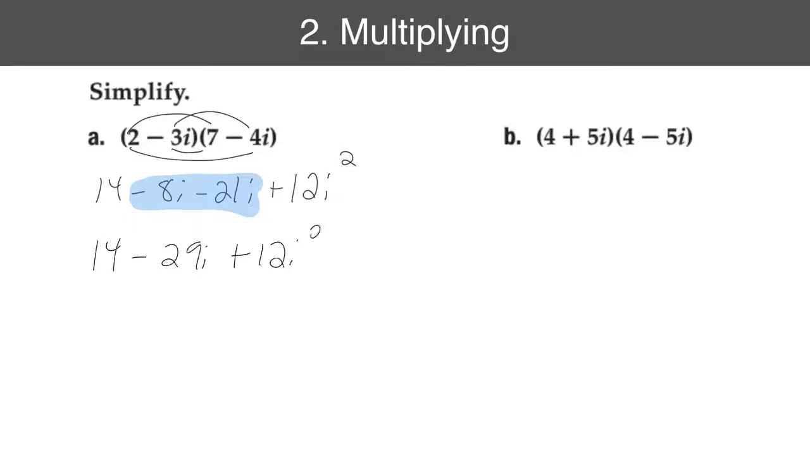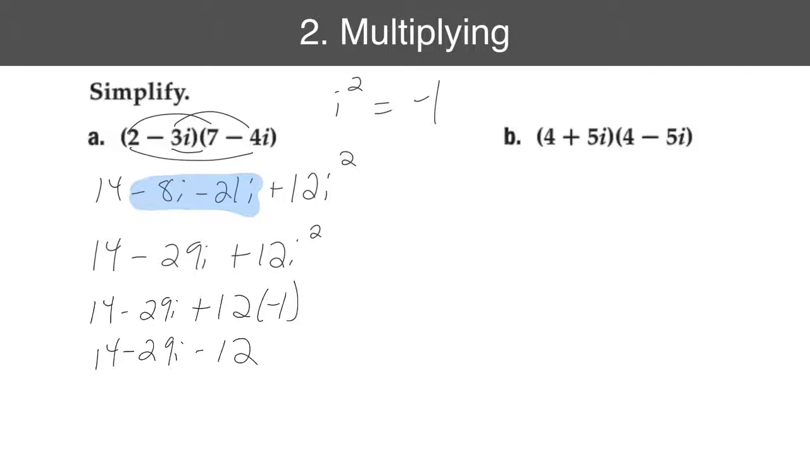Now when you learn about complex numbers, you learn that i squared is the same thing as -1. So what we're going to do is turn this i squared into a -1, which would look something like this, plus 12 times -1. And then 12 times -1 would just simply come out to be a -12. Then we put together our 14 and our -12, so 14 minus 12 would just be 2 minus 29i. And then that would be your final answer, 2 minus 29i.